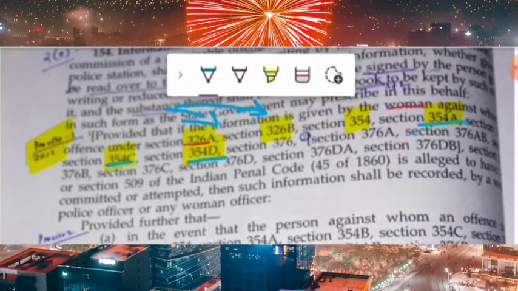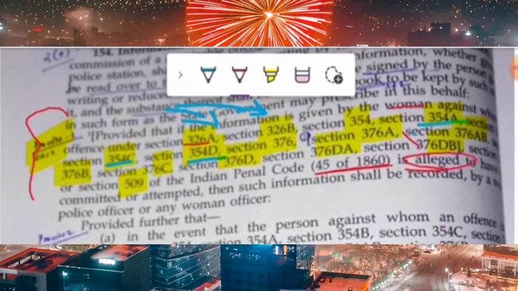These are mainly related to voyeurism, stalking, and all those kind of things, right? And 376, it is rape. And 376A, these are all rape. 376A, 376B, 376C, 376D, 376DA, 376DB. These are provisions relating to rape: rape under authority, in police custody, gang rape, and habitual offender. So section 509, outraging the modesty of a woman. So these are all sections relating to women of the Indian Penal Code 45 of 1860, alleged to have been committed.